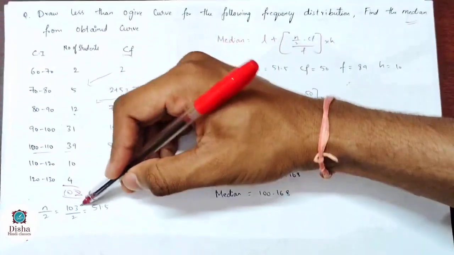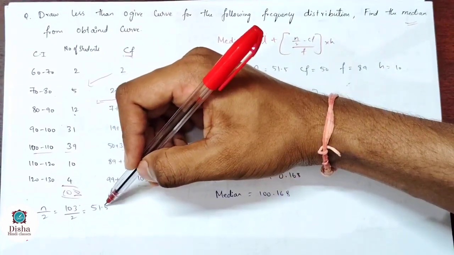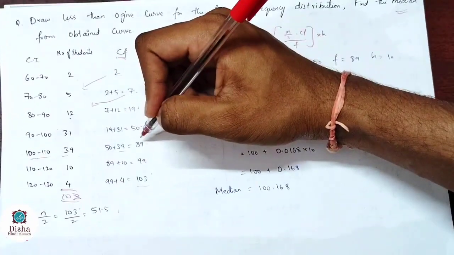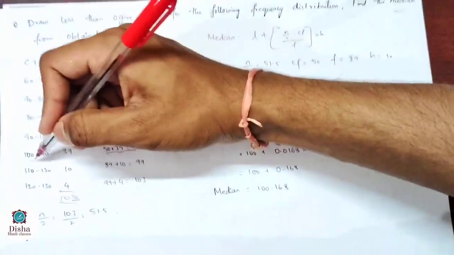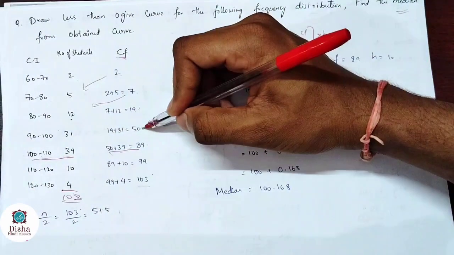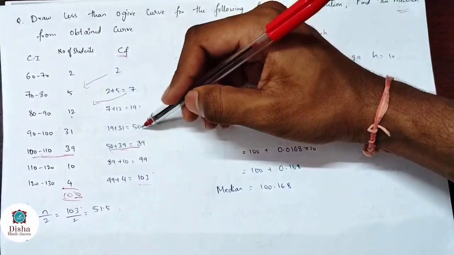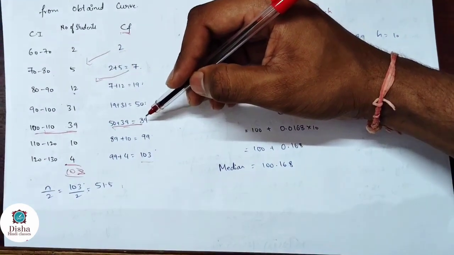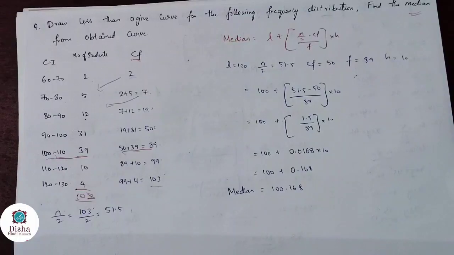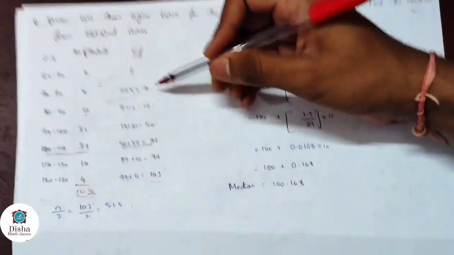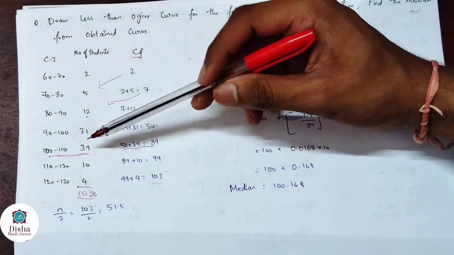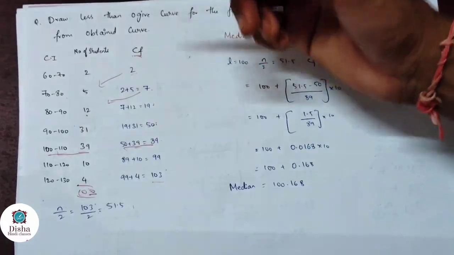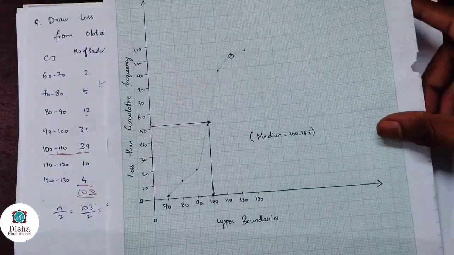So next, what we'll be doing is n by 2. So 103 divided by 2 will be 51.5. So 51.5 would be lying in the median class, 100 to 110. See, 50 is ending here, so 51.5 would lie in the next class interval, that is 100 to 110. So now, as we have the cumulative frequencies and the class intervals, we can plot the graph.